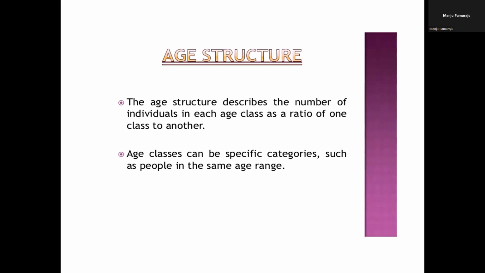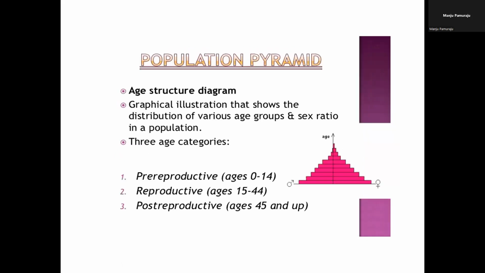So next one is the age structure. Age structure describes the number of individuals in each age class as a ratio of one class to another. Age classes can be specific categories, where people of the same age are taken together. An age structure diagram is a graphical illustration that shows the distribution of various age groups and sex ratio in a population. Here three age categories are taken: pre-reproductive age, reproductive age, and post-reproductive age.